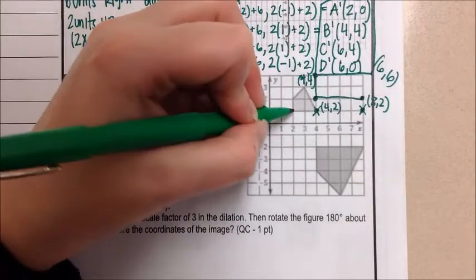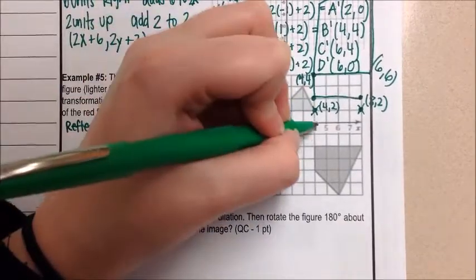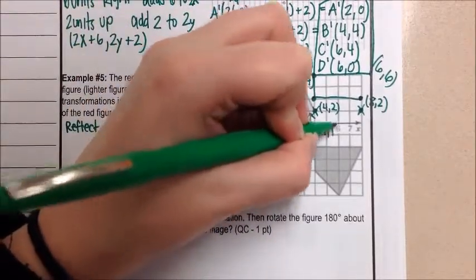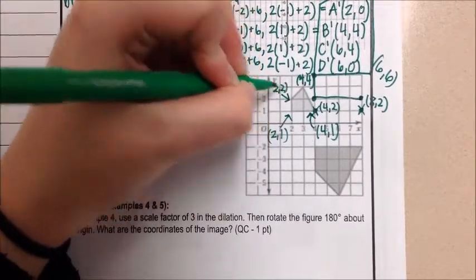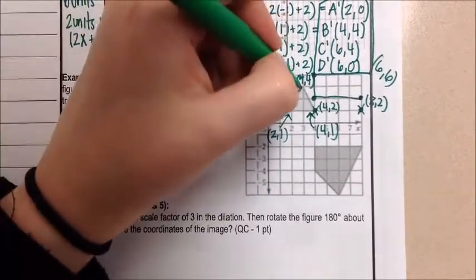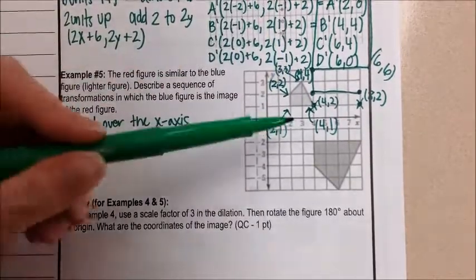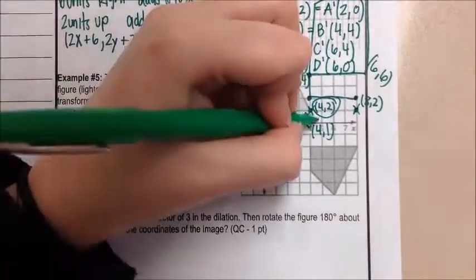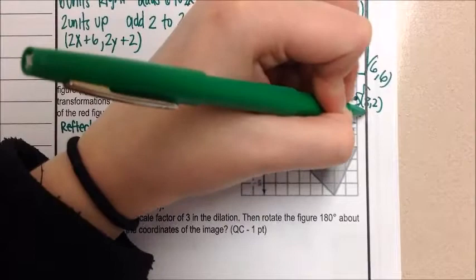Okay, so I'm going to look at what these coordinates are. So this one's 2, 1. This one is 4, 1. This piece is 2, 2. And this top piece is 3, 3. So what I'm noticing is 2, 1 and 4, 2 go together. 4, 1 and 8, 2 go together.